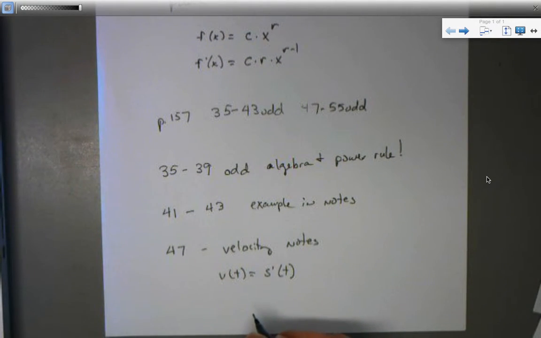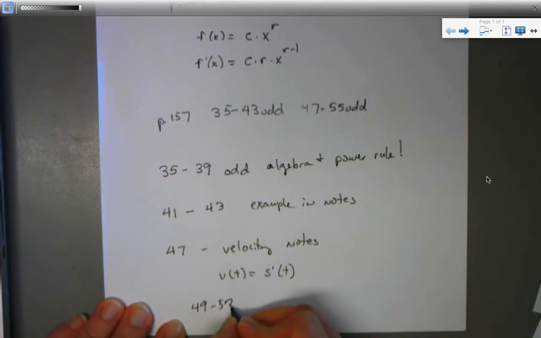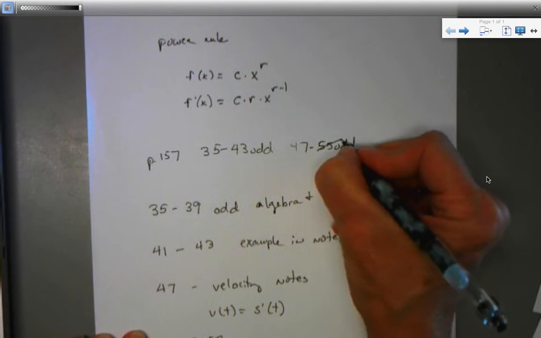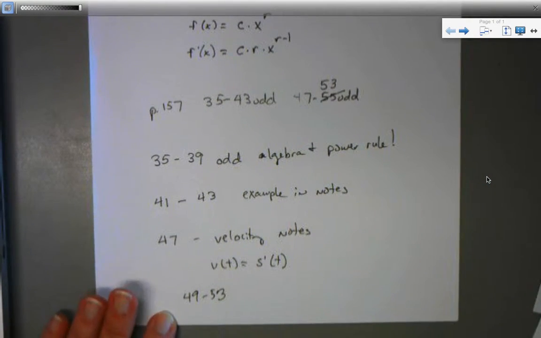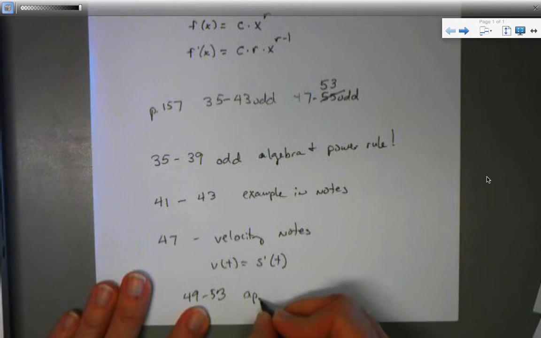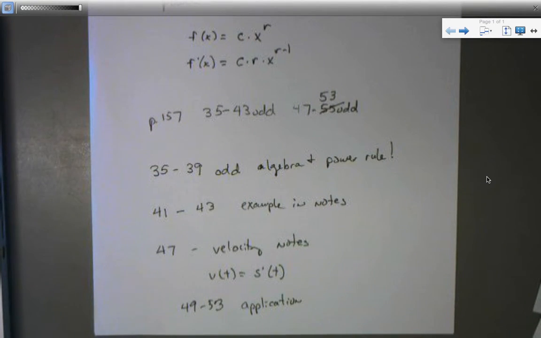Then 49 through 53, let's change this, let's take out number 55 and just make it through 53, because 55 is kind of a long problem. They're just all application problems. And I've written you some nice notes on how to finish those problems. Okay, so let's start with number 35.